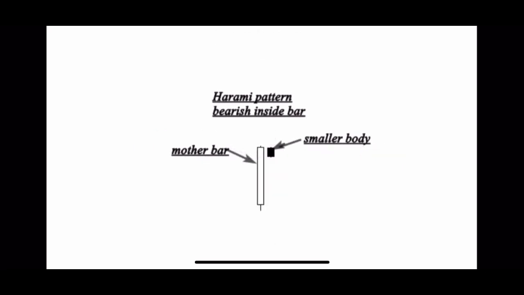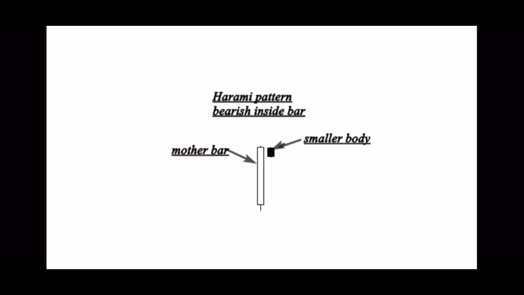As you can see, the smaller body is totally covered by the previous mother candle. Don't bother yourselves with the colors. The most important thing is that the smaller body closes inside the bigger first candle. The Harami candle tells us that the market is in an indecision period. In other words, the market is consolidating. So buyers and sellers don't know what to do, and there is no one in control of the market.